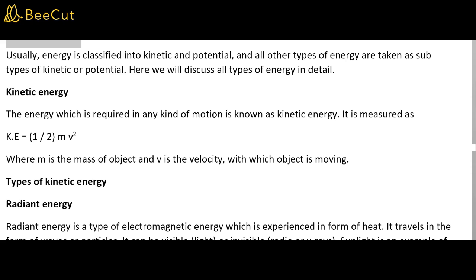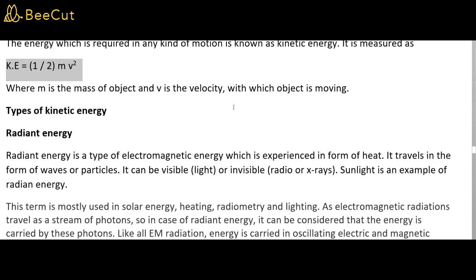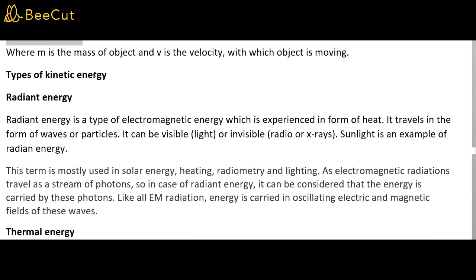If any object is moving, then definitely it has velocity v, right? If it has velocity v, it will also have some kinetic energy. Definitely each object has some mass, and 1/2 is a constant over here. So if v exists, then kinetic energy will also be there. The unit of kinetic energy is the same, that is joules. And now we see what the further types of kinetic energy are.